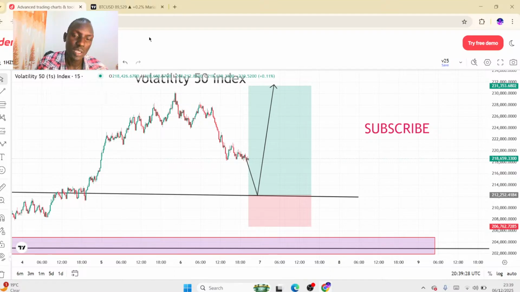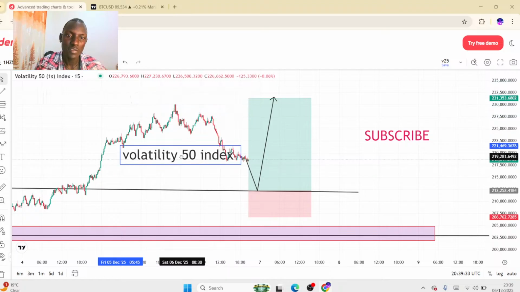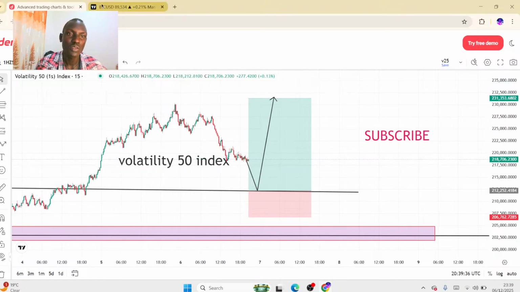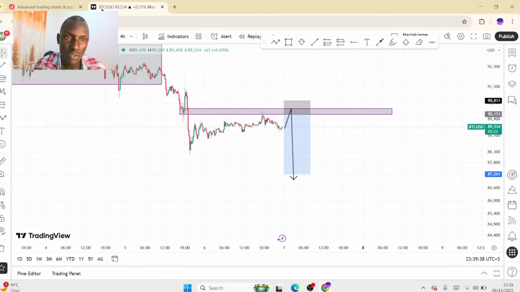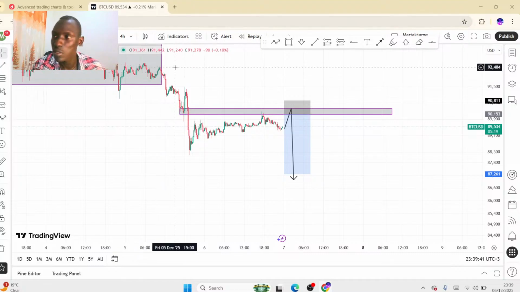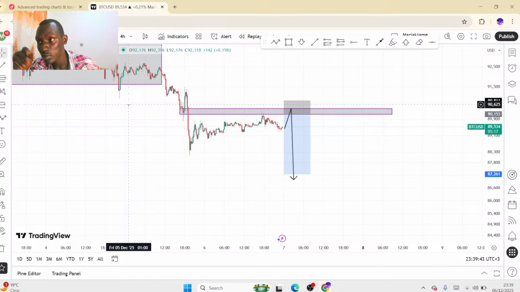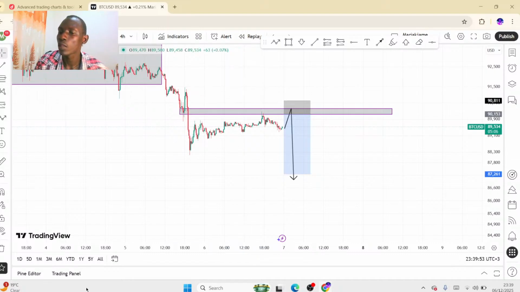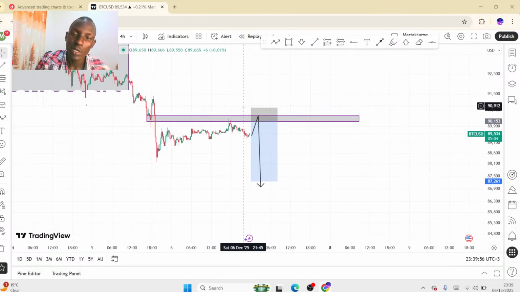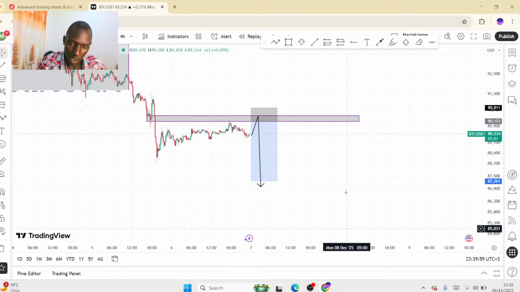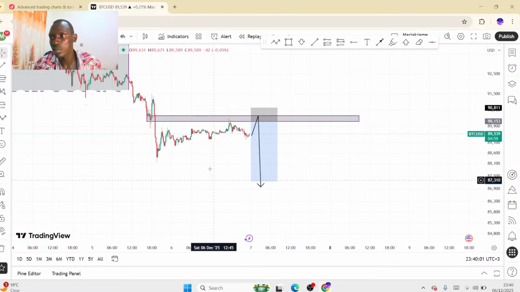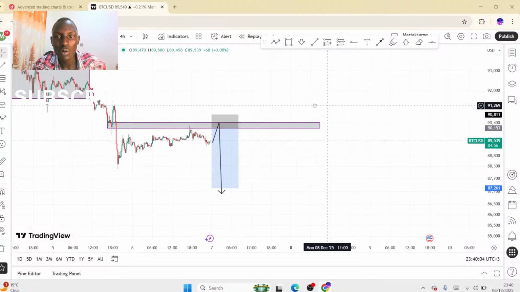So these are our two pairs that we have analyzed. We have analyzed volatility 50 index. We have analyzed also gold, and also Bitcoin, which is BTC USD. As the forex market is closed, these are the major ones we are going to trade tonight. Waiting for a pullback to the zone and then we shall sell. Simply that. We don't need to do much.